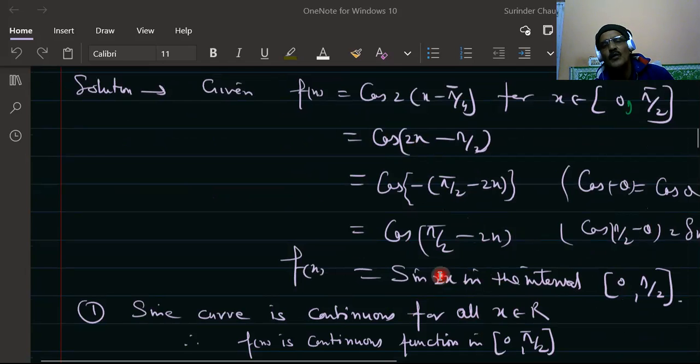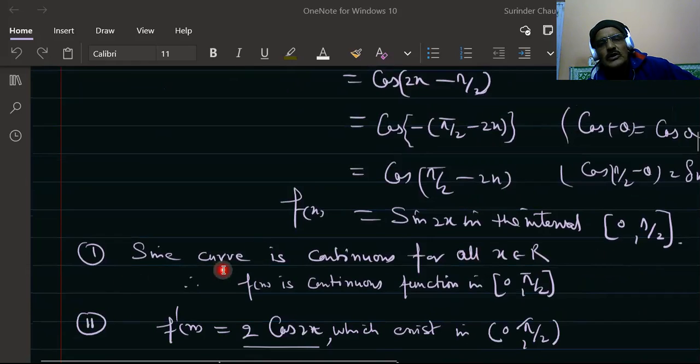Now we have simplified the function, and the simplest form is the trigonometric sine function, sin 2x, in the interval [0, π]. We know that the domain of sin 2x is all real numbers, so this is well defined for all real numbers. Therefore it is well defined in the closed interval. Now, since sin 2x is a continuous function for all x, because we don't have any point where the value does not exist, it is continuous in this closed interval.